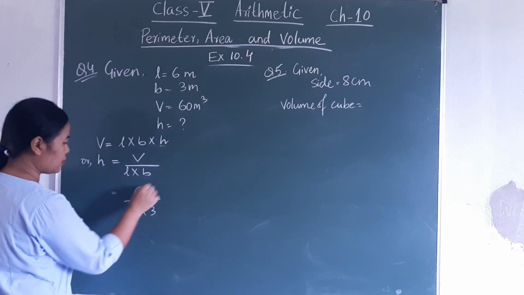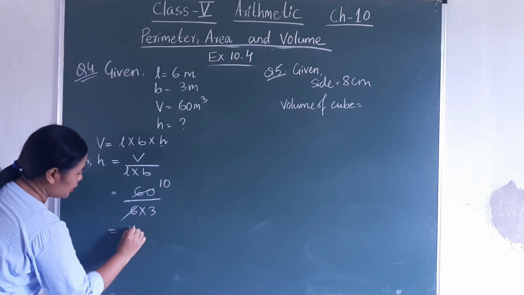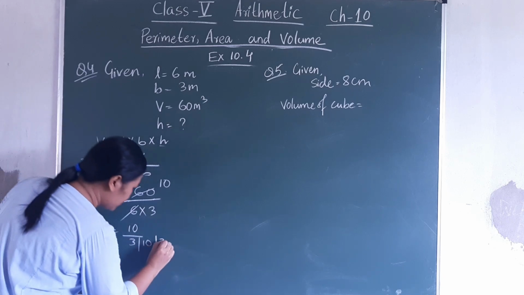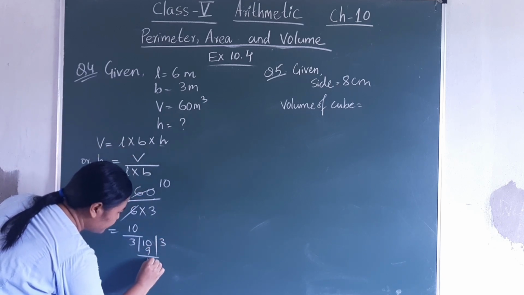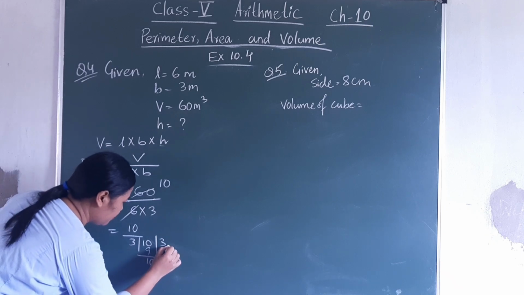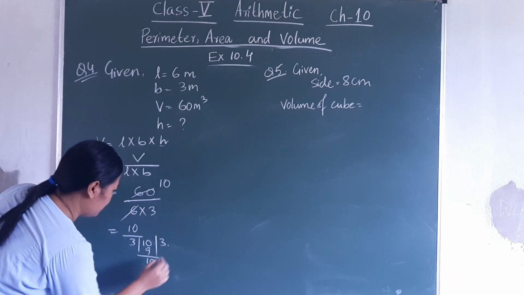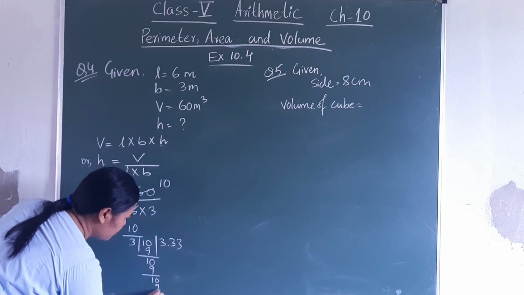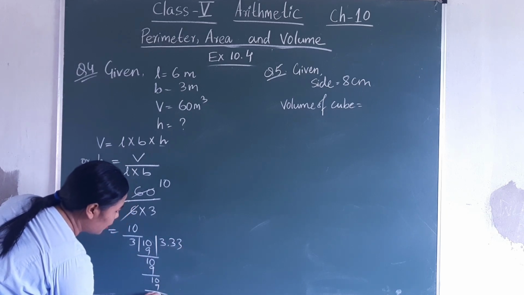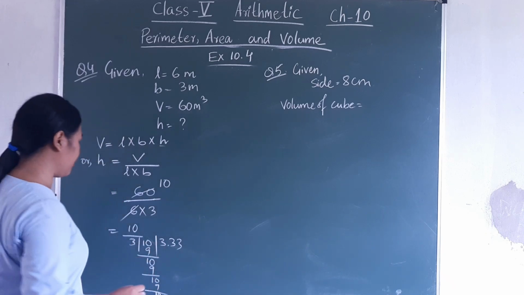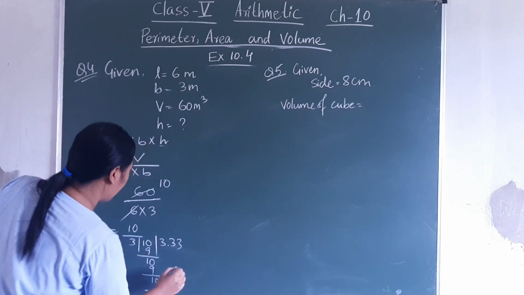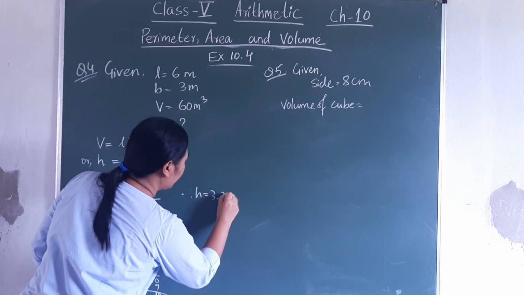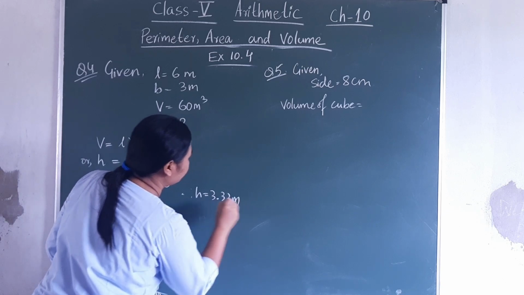So you can cut it, 10 by 3. Since you cannot cut it, you divide it. 3 3s is 9. Then again 3 3s are 9. 3 3s are 9. So you leave it here after 2 decimal points, 3.33. Okay. So therefore height is equal to 3.33 meter.